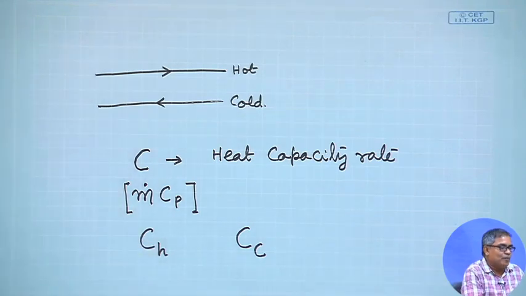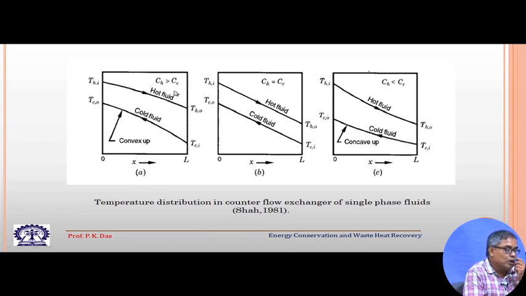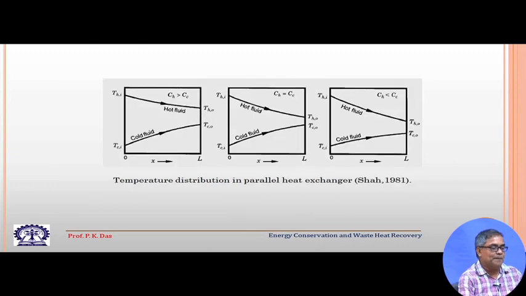Now, again let us go back to the PPT. So, the first case is Ch greater than Cc. In the second case, Ch is equal to Cc, then the temperature change of any of the fluid streams will be linear along the length of the heat exchanger, and in the third case, Ch is less than Cc, we will have this kind of temperature change of the fluid stream. So, this is for counter current flow. Next, this is for parallel flow.